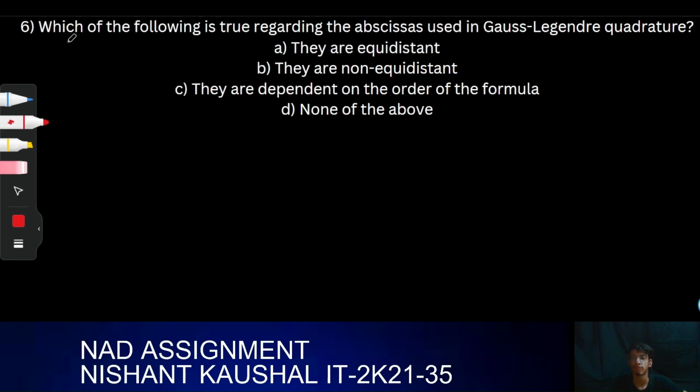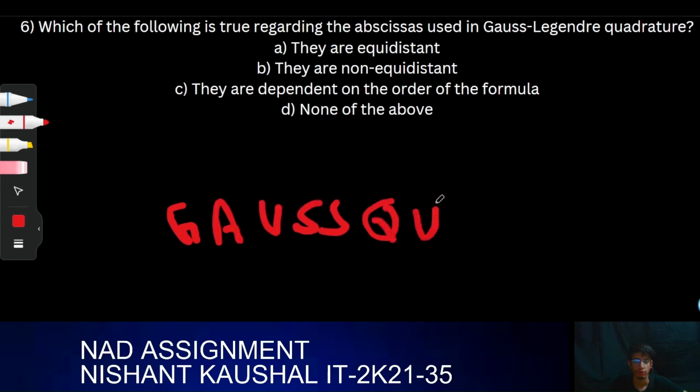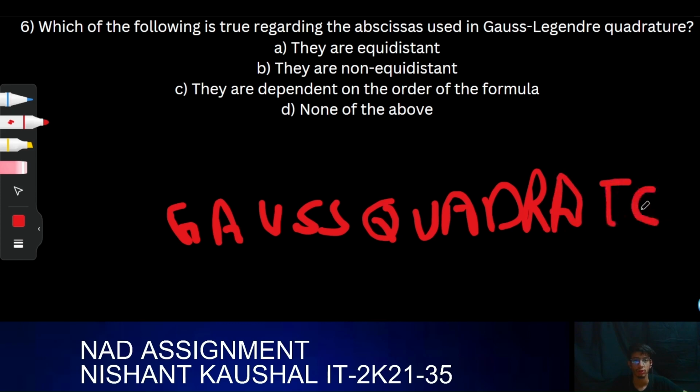Question number 6. Which of the following is true regarding the abscissa used in Gauss-Legendre quadrature? A. They are equidistant, B. They are non-equidistant, C. They are dependent on the order of the formula, D. None of the above. So like a Gauss quadrature formula, they are also equidistant. So answer will be A.